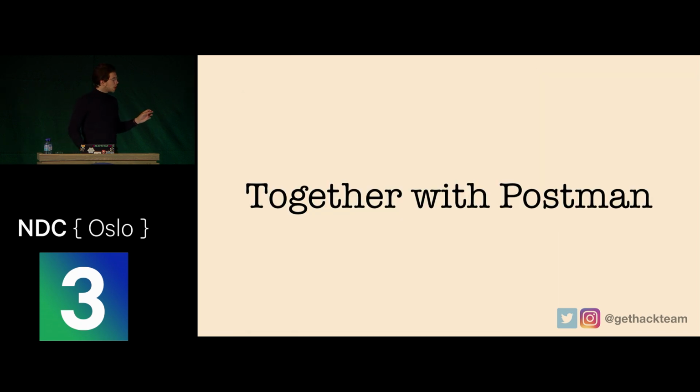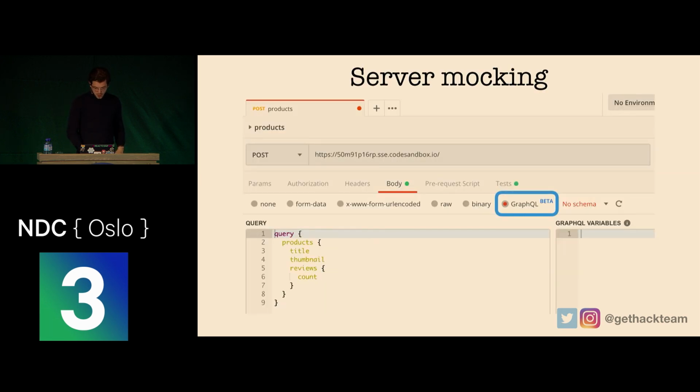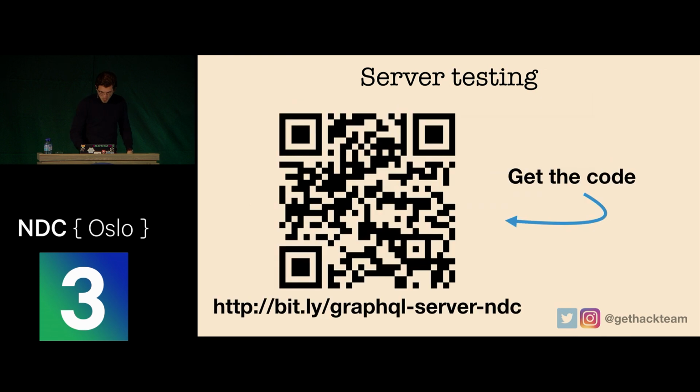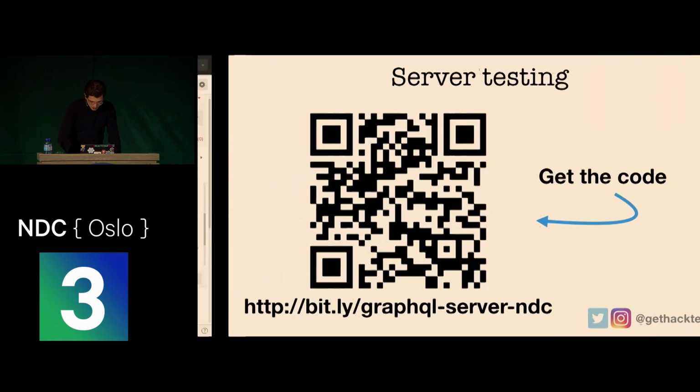And you can actually use it together with Postman as well, because the newest Postman releases have the option to send a GraphQL query as a body type. As you can see, it's only in beta, but there's a small trick for it. If you're using older Postman versions, you can just change the content type to application/GraphQL, and then it should work as well. But let's try this.